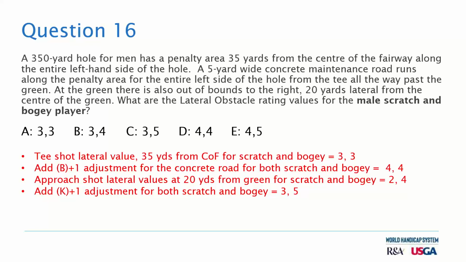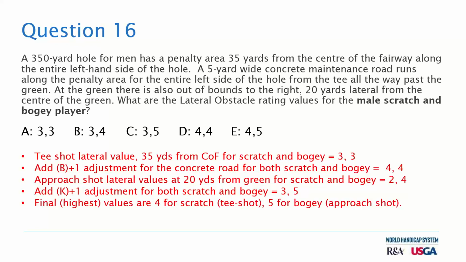The scratch player, right, has only 100 yards into the center of the green with that 20-yard lateral out of bounds there on the right-hand side. And so that value becomes a 2, right? That's straight off the table going into the column that reads 90 to 129, and going into 20 to 29, we get a 2. Now we also get to add the K adjustment there because it certainly met the criteria for table value plus adjustment. So that 2 and 4 becomes 3 and 5 respectively.